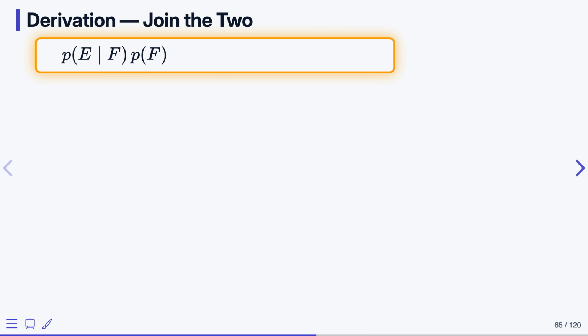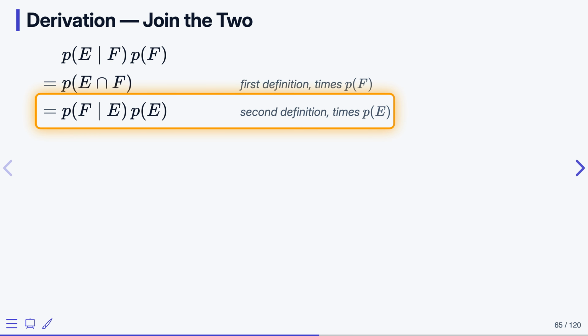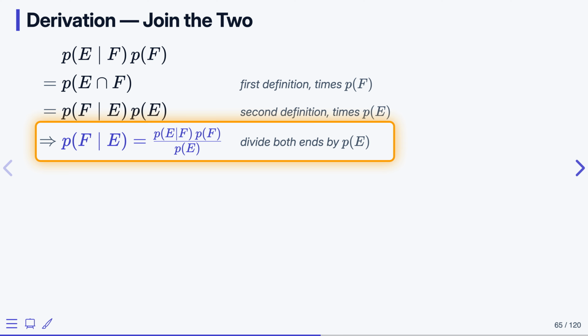Start with P of E given F times P of F. By the first definition, that product is exactly the probability of E and F. And by the second definition, the probability of E and F is also P of F given E times P of E. So the two ends are equal. Divide both of them by P of E, that gives a clean formula. P of F given E equals P of E given F times P of F divided by P of E. We are almost done. Only the bottom still needs work.